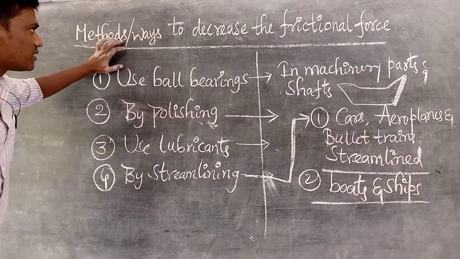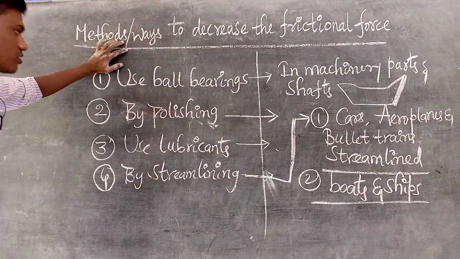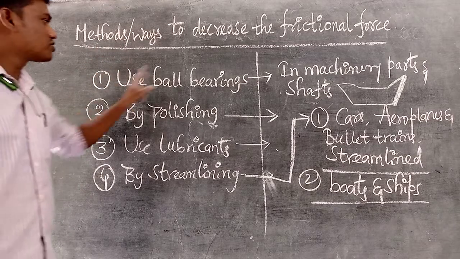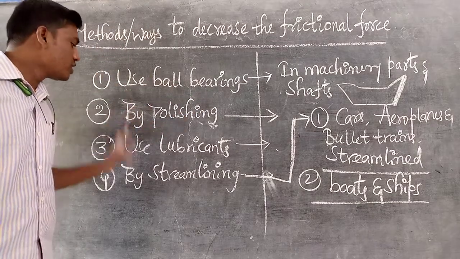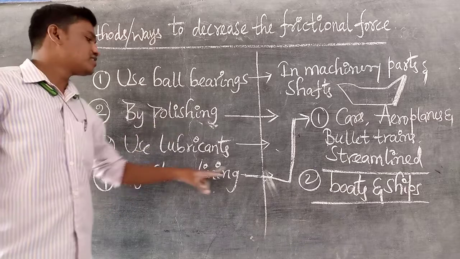So, what are the methods used to decrease the frictional force? Mainly 4 methods: use ball bearings, by polishing, use lubricants, by streamlining.